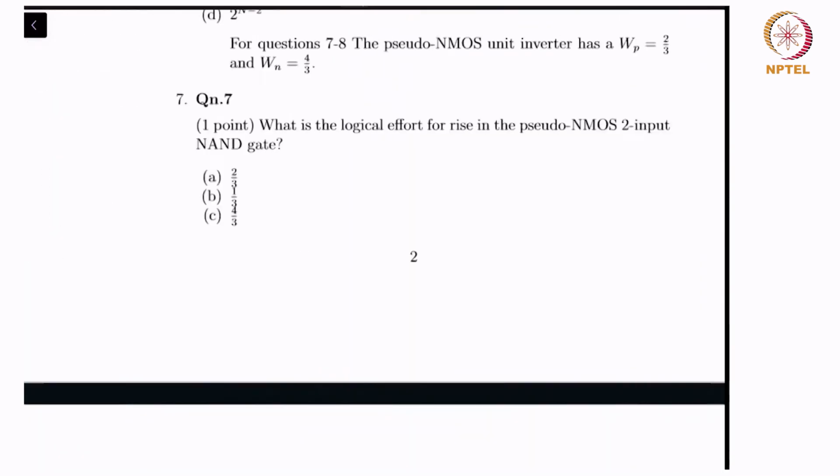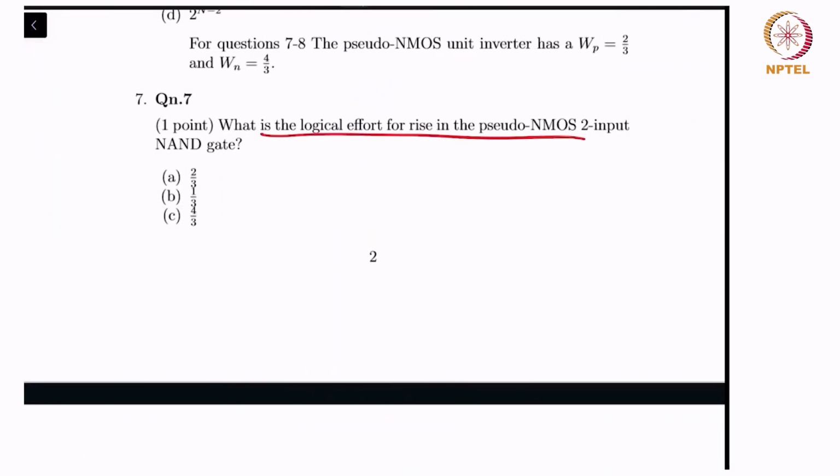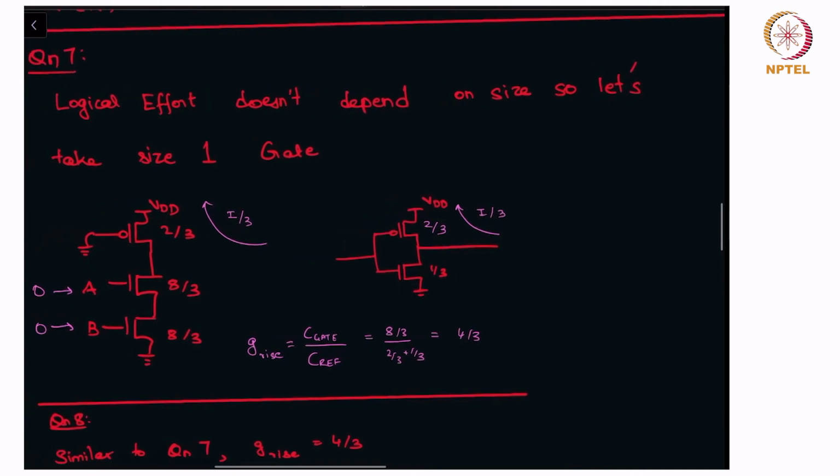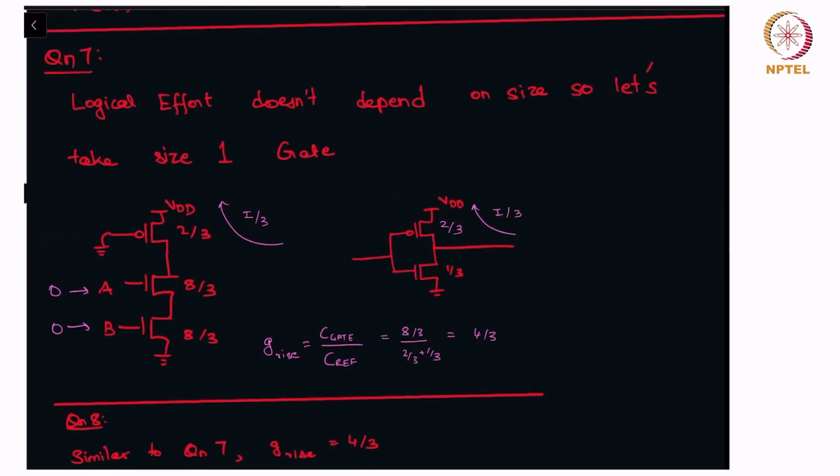So question number 7. What is the logical effort for rise in a pseudo NMOS 2-input NAND gate? This is fairly straightforward, as would have been discussed in the class. Logical effort doesn't depend on the size, so let's just take a size 1 gate. This is a pseudo NMOS 2-input NAND gate, and we are asked logical effort for rise. So you can assume that the inputs A and B are 0, right?